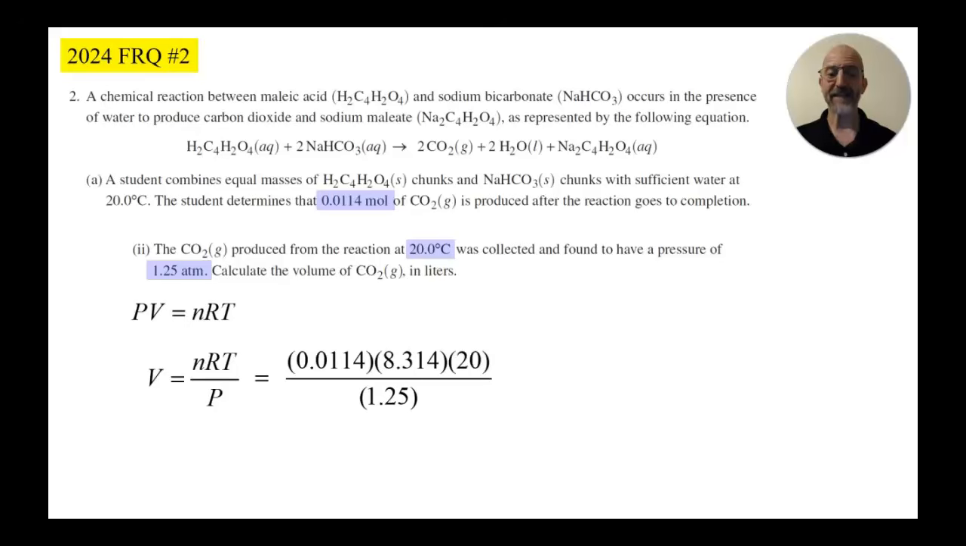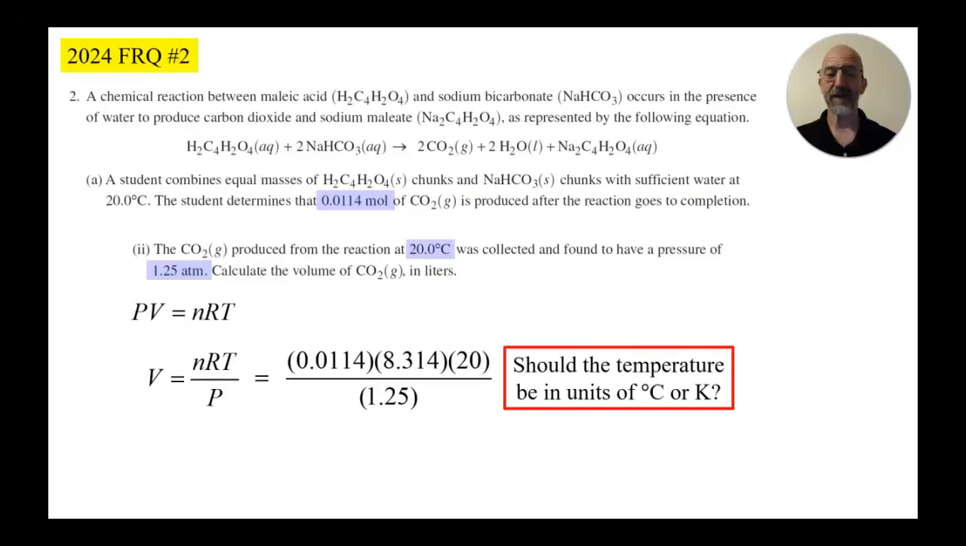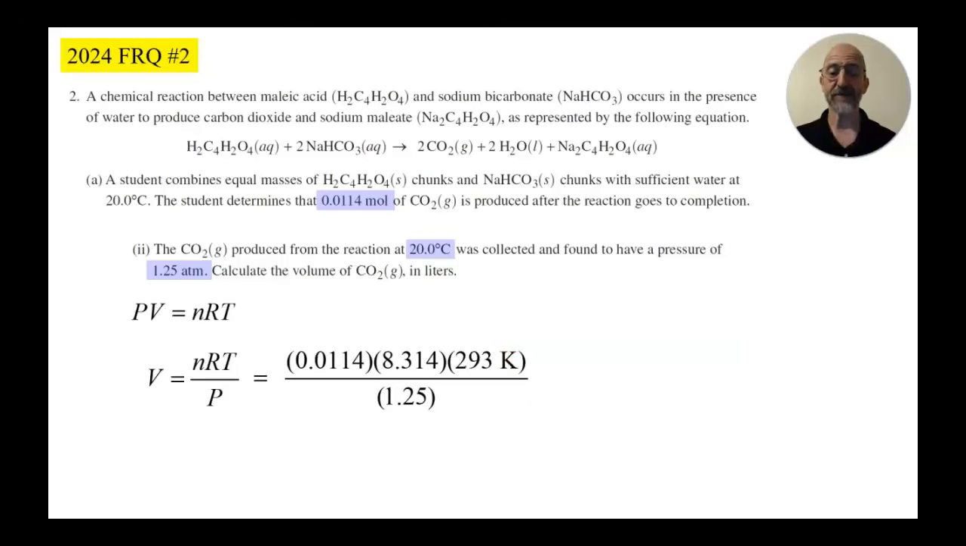So I'll go ahead and take a look at the pressure is 1.25 atmospheres. So that would be the P on the bottom. Now, should those temperature units be in Celsius or Kelvin? Definitely Kelvin. So 20 Celsius is incorrect. 20 plus 273, that would be 293 Kelvin. And what is that 8.314? What is that doing there?